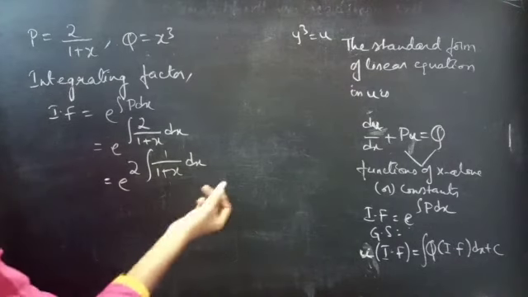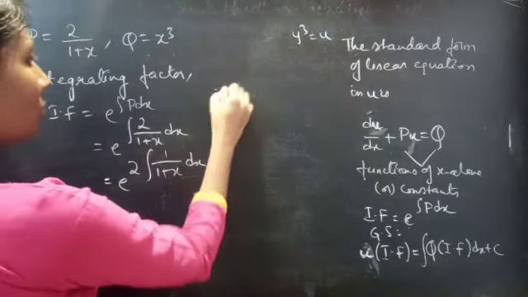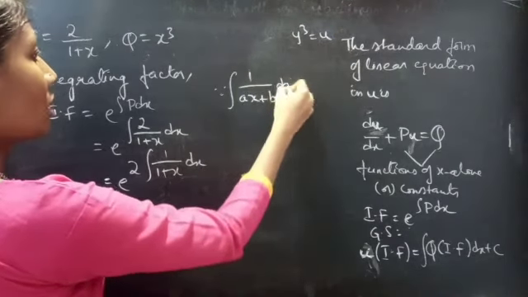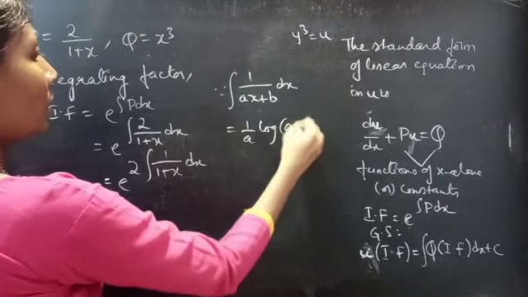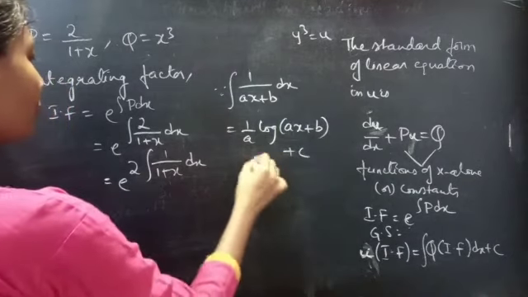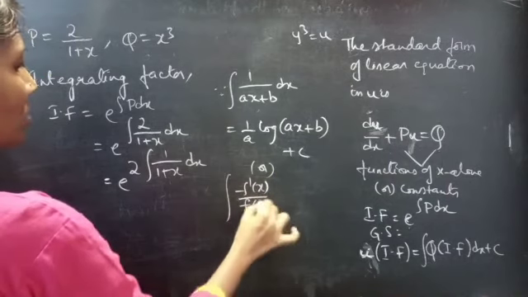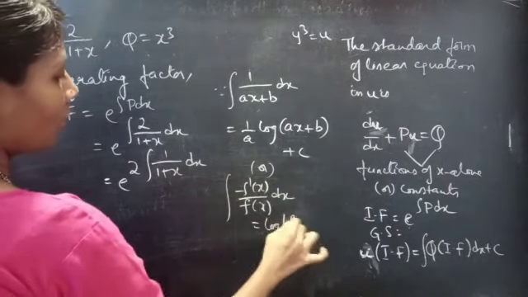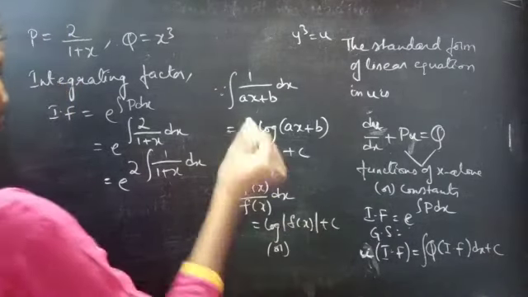Integral 1 by 1 plus x dx is log mod x, or you can just use integral 1 by ax plus b into dx, which equals 1 by a log ax plus b plus integral constant c, or you can use f dash of x by f of x into dx equals log mod f of x plus c, or you can use the substitution method.